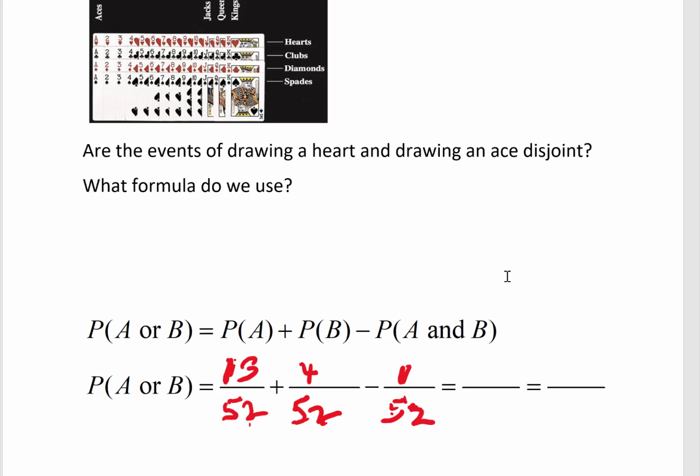And so in my numerator, I have 13 plus 4 is 17, minus 1 gives me 16. It's going to be 16 over 52.